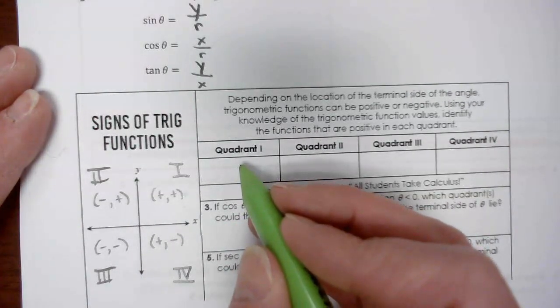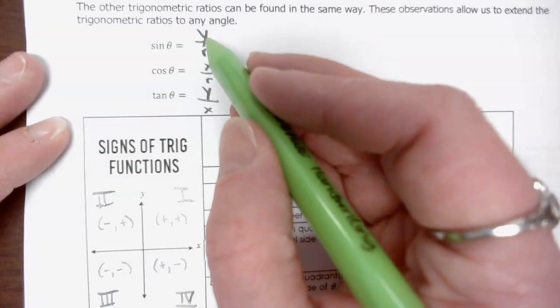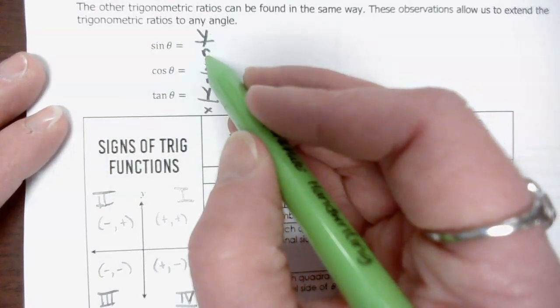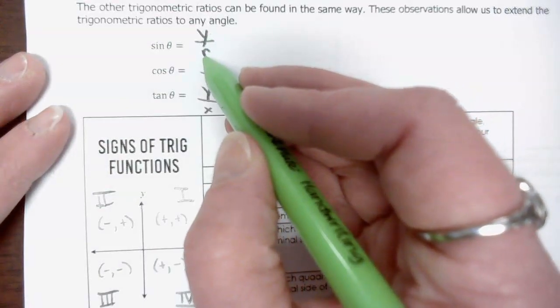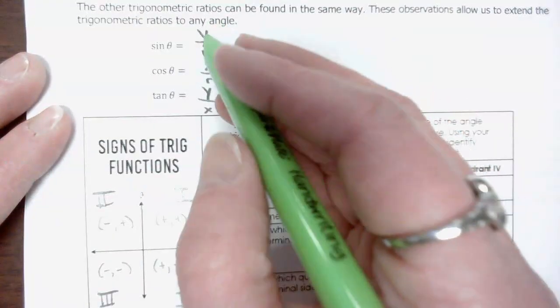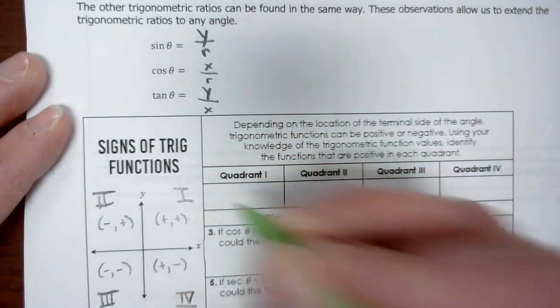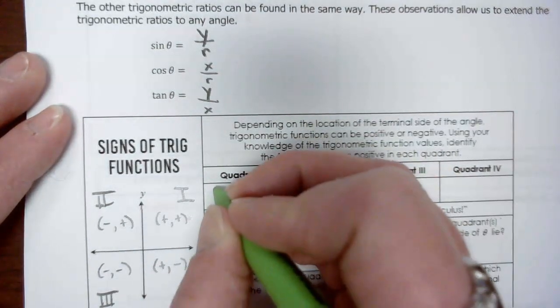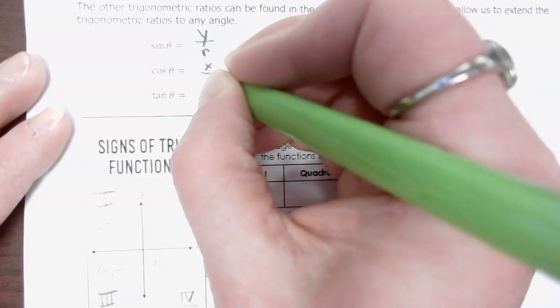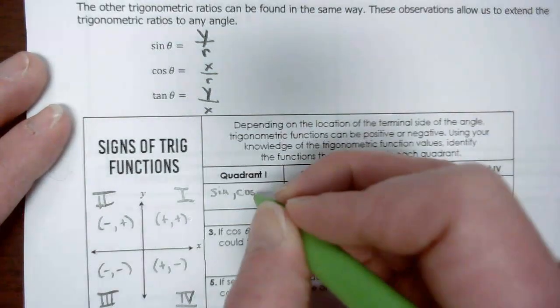So in quadrant 1, both my x's and y's are positive. So I'm going to have a positive, and for our sake, r is always going to be positive. So positive divided by positive, sine will be positive. Positive, positive, cosine will be positive. Positive, positive, tangent will be positive.